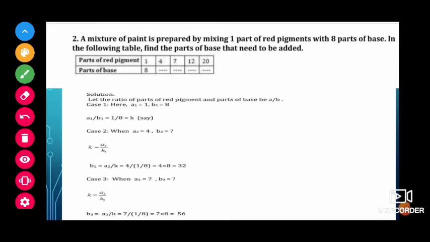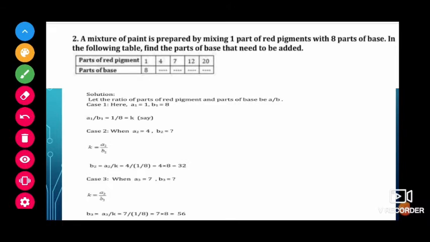So here this is the combination of red pigment and base. How many parts of red pigment should be used? It means if we use 1 part of red pigment, we have to use 8 parts of base. It's like 1 glass of red pigment needs 8 glasses of base.